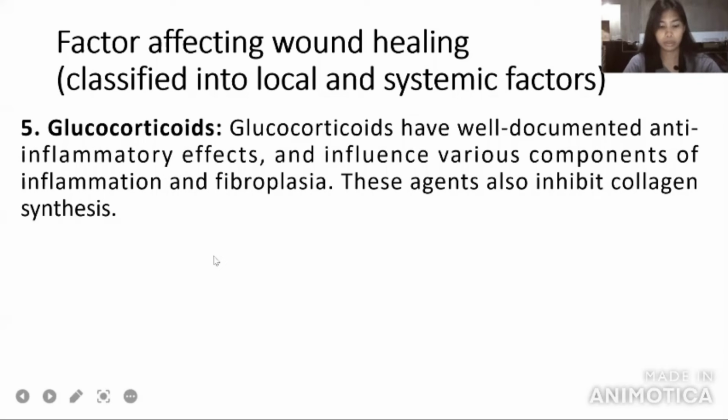Glucocorticoids. Glucocorticoids inhibit TGF beta. We have studied in the earlier videos that TGF beta is very important for healing by connective tissue deposition. It stimulates fibroblasts to synthesize collagen. So if there is decreased fibrosis, healing might not be proper with glucocorticoid supplementation. Now, let us discuss the local factors.